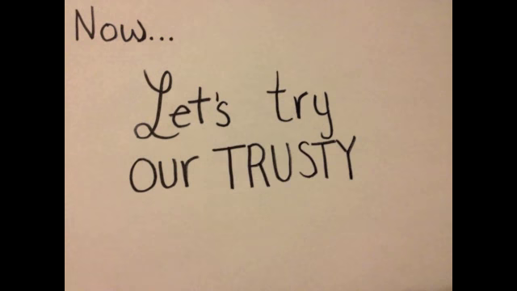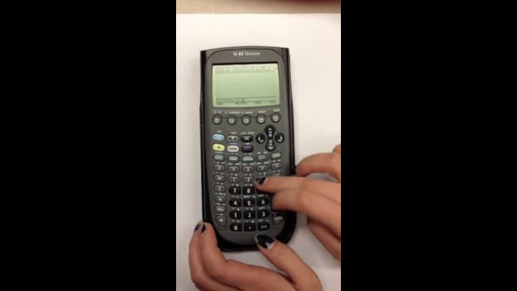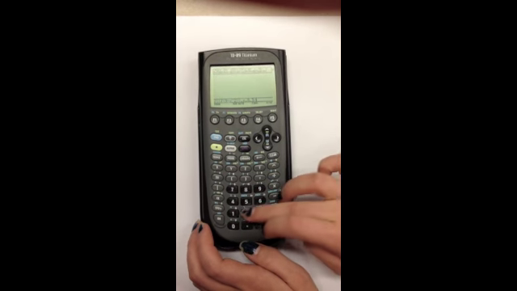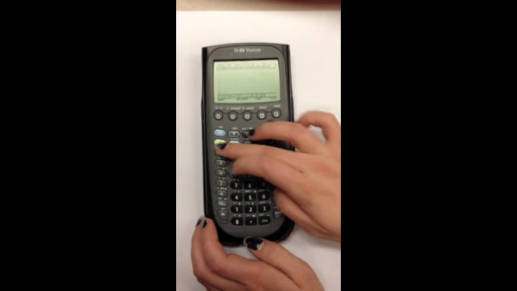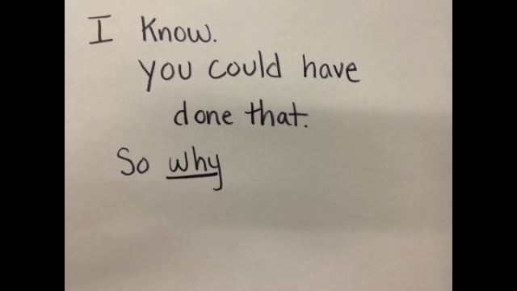Now let's try using our trusty friend, the TI-89 Titanium. Input the integral function, x, 0, 3 halves, and press enter. 4.30475. Sound familiar? I know. You could have done that as well. So why are teachers so against it?